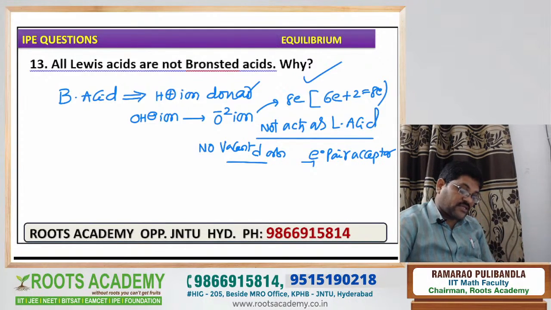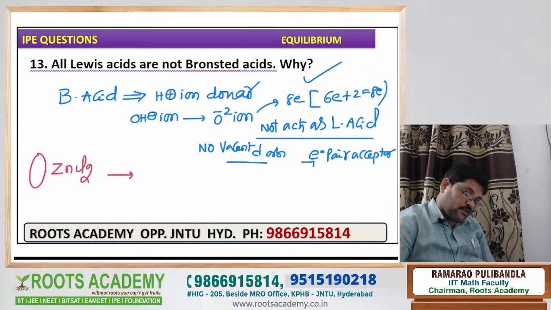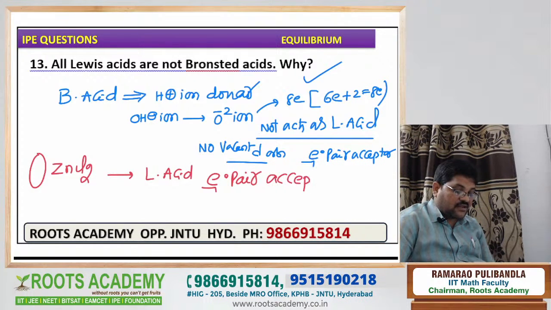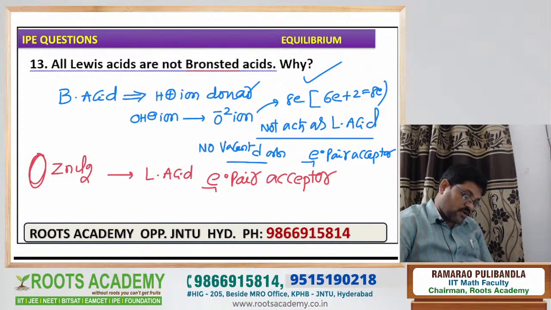Yes. Take one more example. For your convenience, one more example. Take the example of anhydrous ZnCl2. The anhydrous ZnCl2 is a Lewis acid. What is a Lewis acid? Electron pair acceptor. Why? Because of the vacant 3d orbital in zinc. So the 3d orbital is vacant.